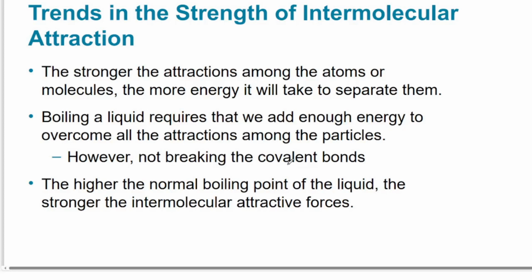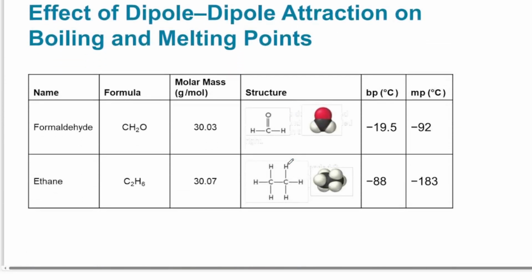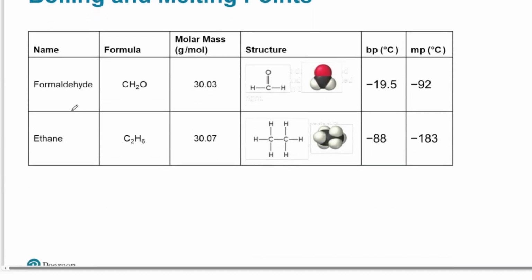So it causes a higher boiling point relative to a molecule of the same size that doesn't exhibit these types of interactions, as we can see here. We have formaldehyde at the top and ethane at the bottom. They have a similar molar mass, but formaldehyde has that permanent dipole, and we see that its boiling point is negative 19.5 relative to ethane, which is negative 88.